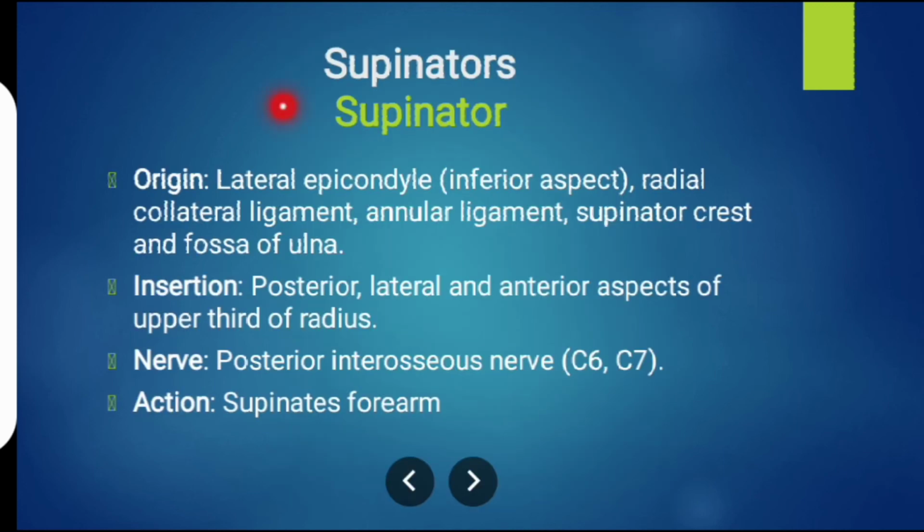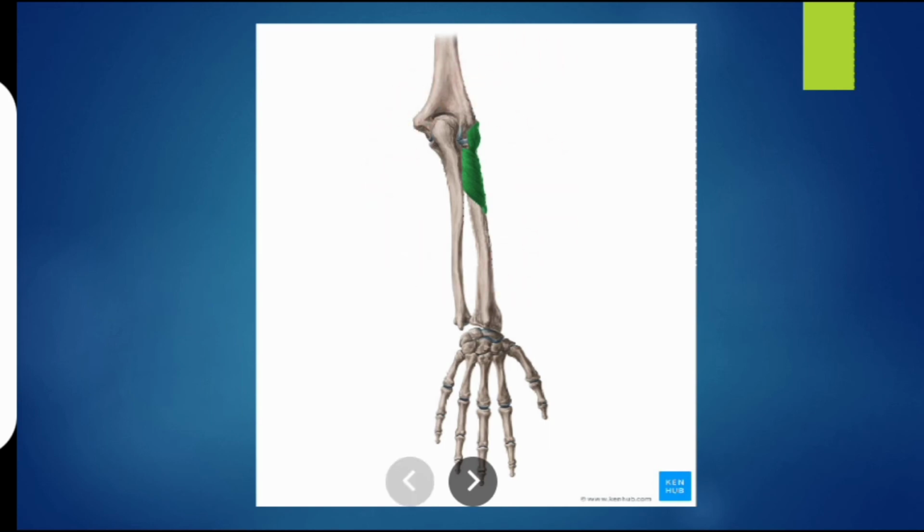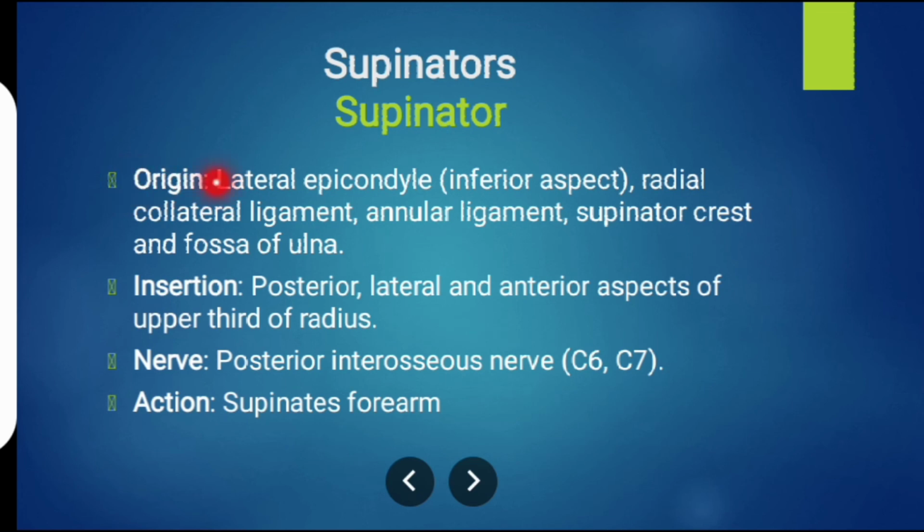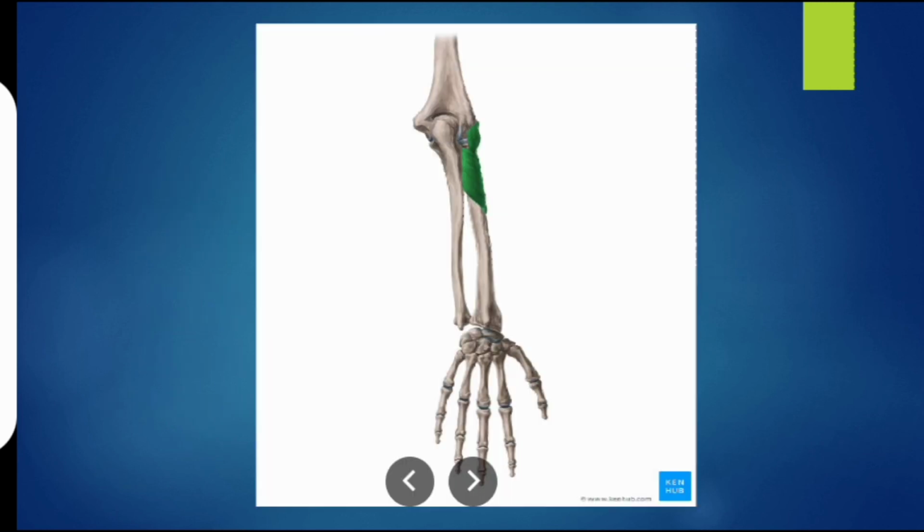Now let's discuss the muscles that are involved in supination. The first muscle is supinator. The muscle in green is supinator muscle. Its origin, lateral epicondyle inferior aspect, radial collateral ligament, annular ligament, supinator crest and fossa of ulna. Insertion, posterior, lateral and anterior aspect of upper third of radius. Nerve supply, posterior interosseous nerve. Action, supination of forearm. The muscle in green is supinator muscle.